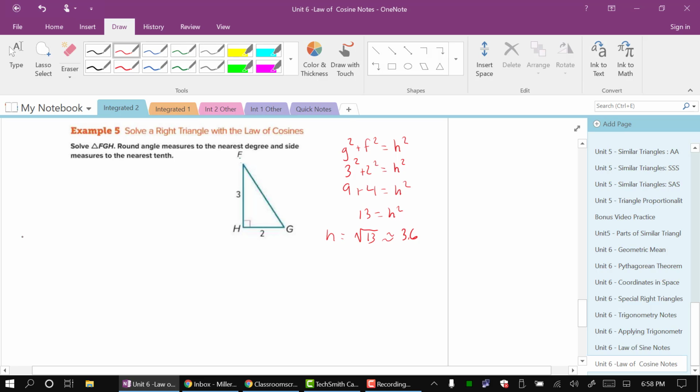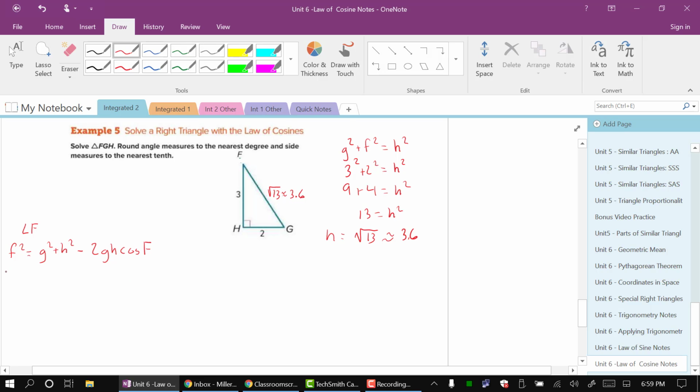So now let's find the measure of angle F. So to find angle F, again, I'm going to use cosine because I know that this is the square root of 13, or in easier terms, 3.6. So to find angle F, I'm going to use the law of cosine. So I'm going to say F squared equals G squared plus H squared minus 2GH cosine of F. In this case, I'm going to use the square root of 13 in my numbers.